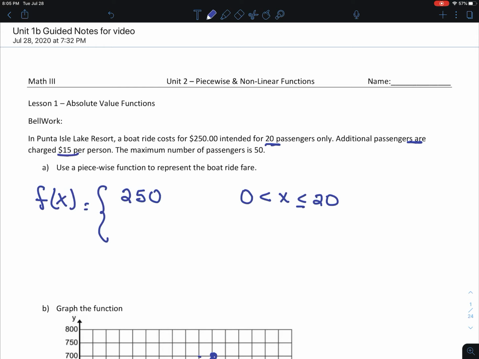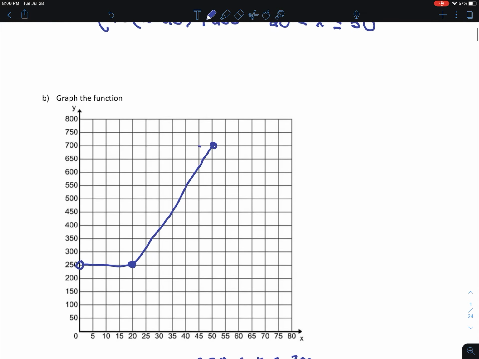And then our second one, the additional passengers are $15 per person, so that's going to be our slope. Remember from what we did in the last packet, we have to subtract the 20 people that have already been accounted for in the $250, and then we have to add the $250 that we paid originally. And our second piece goes from 20. I'm not including that because it's included here, but the most passengers you can have is 50, so that's the most we can have. So that's what that function looks like.